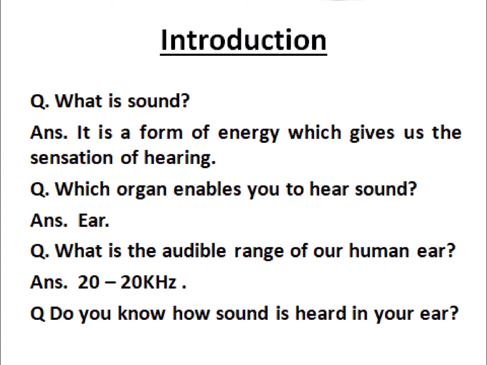What is sound? No doubt, it is a form of energy which gives us the sensation of hearing. Which organ enables you to hear sound? Obviously, ear. Isn't it? Yes. What is the audible range of our human ear? 20 to 20,000 hertz. Do you know what is meant by hertz? It is the SI unit of frequency.